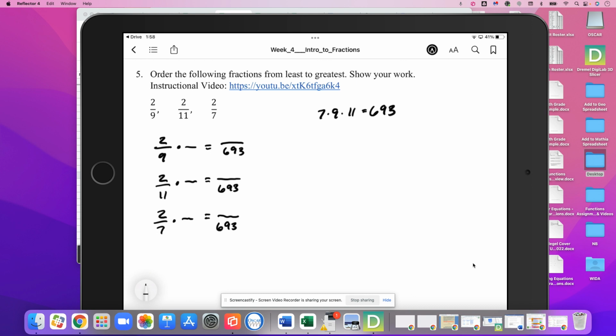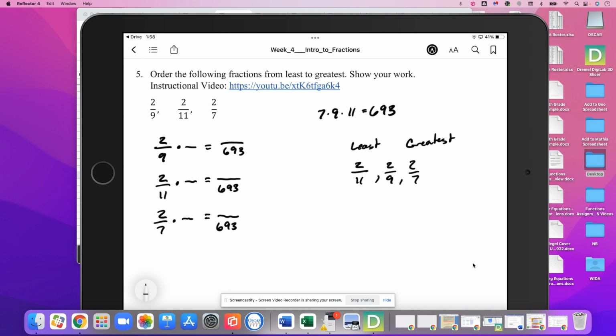The other way, like I said, is to do this intuitively and recognize that the least one is going to be the one with the biggest number. So the answer is going to be 2 over 11 because that's going to be the smallest. 2 out of 11 is the least. Then 2 out of 9 is going to be next, and then 2 out of 7. So that's least to greatest.